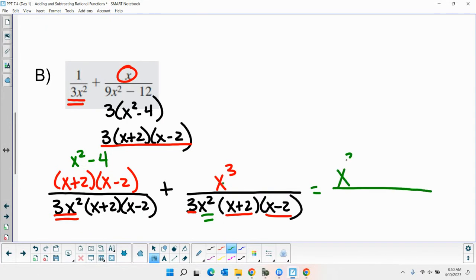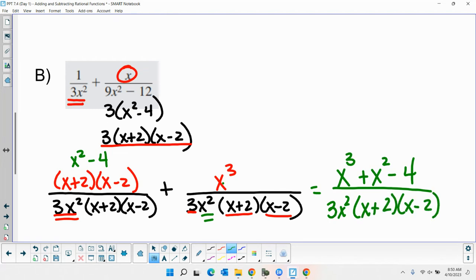So I got an x cubed plus an x squared, and then negative 4 plus nothing is negative 4. And my bottom is 3, x squared, x plus 2, x minus 2. All right, this trinomial up here won't factor. If we had a 4x, we could pull out an x and then maybe do something, but that's not going to factor. So we're done.